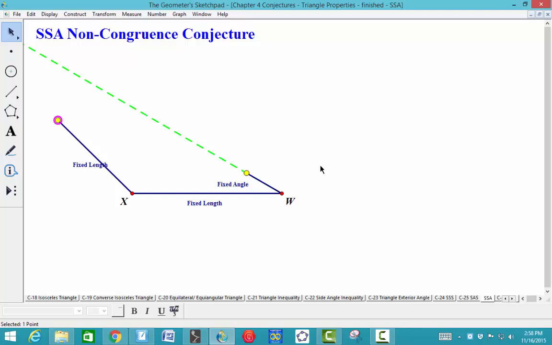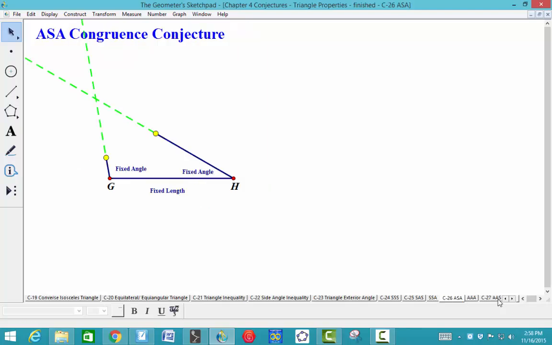The next conjecture, the side-side-angle non-congruence conjecture. What we're going to show here is two triangles. We have a fixed side and a fixed angle. When I move this fixed side to this point, you can see we have one triangle here. And as this rotates through, we'll get a second triangle that connects here. Okay, so those are the two triangles that you can show for the side-side-angle non-congruence.